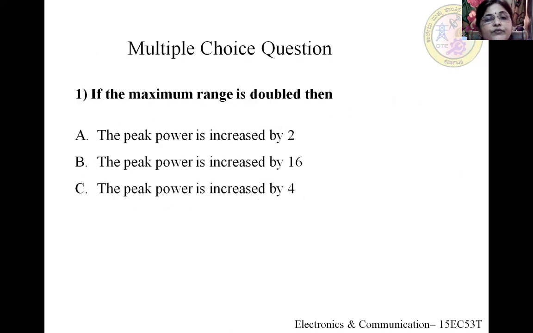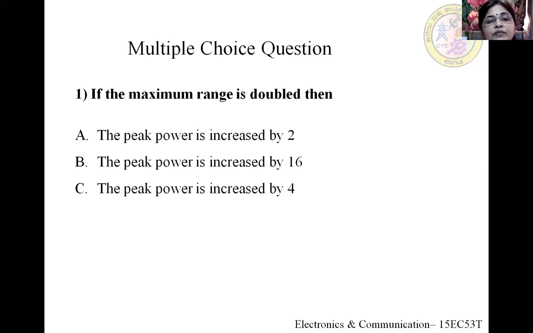Now let us go to the multiple choice questions. The first question is, if the maximum range is doubled, then. Here we have three options. Option A is the peak power is doubled by 2. Option B is the peak power is increased by 16. Option C is the peak power is doubled by 4. What is the correct option here?